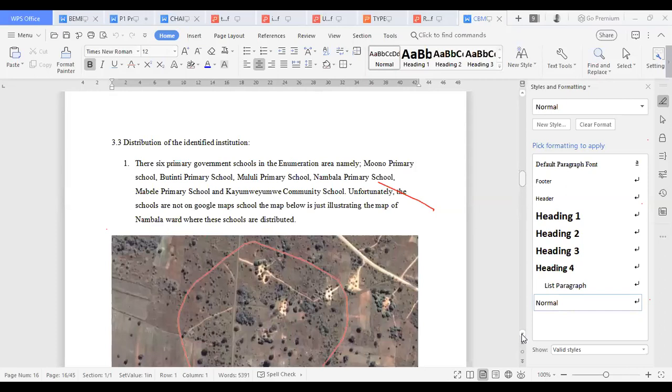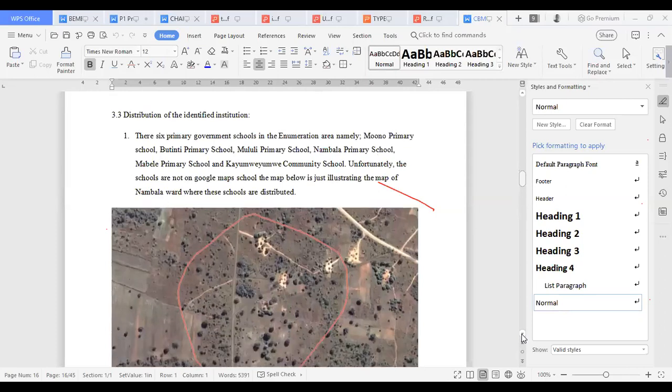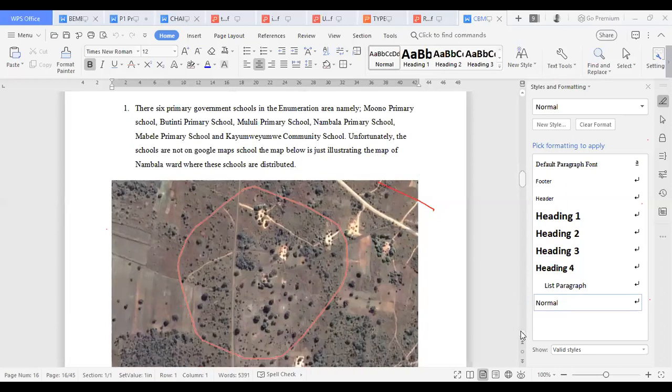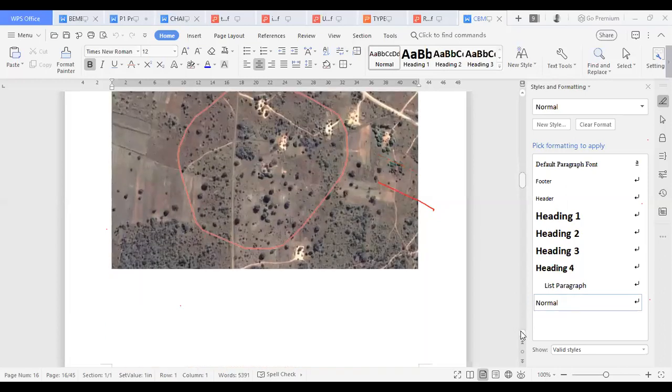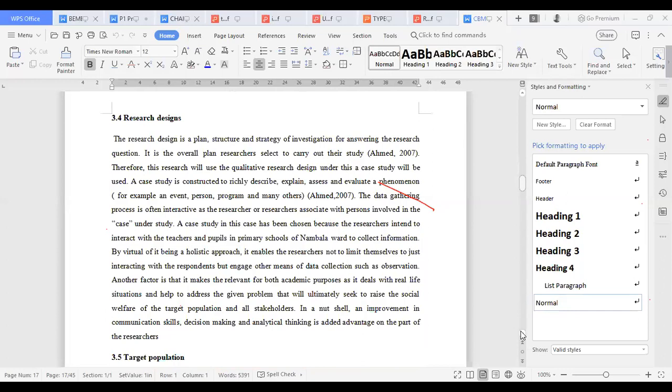Then the distribution of the identified institutions. So you discover that those that are doing CBMS will be able to conduct this research, especially those that are doing education, okay? So basically in this one, we analyzed 6 schools, with 20 primary schools and everything. So at the end of the day, you bring out the distribution of these schools in that part. Then we got our research designs.